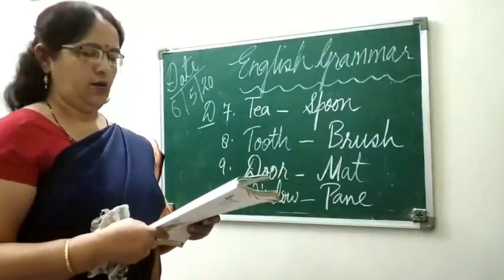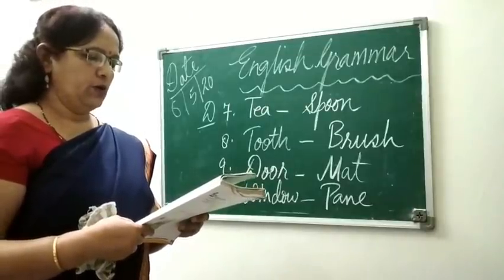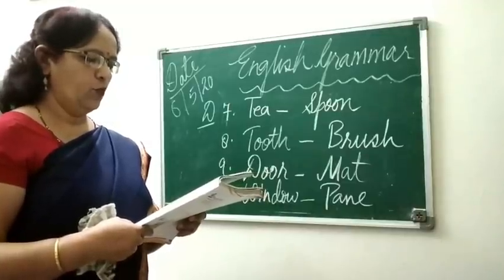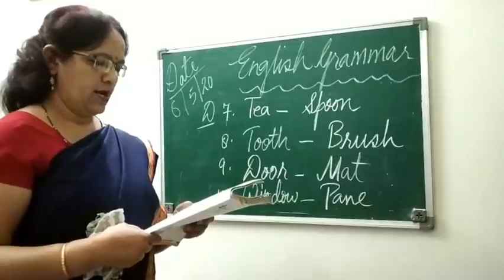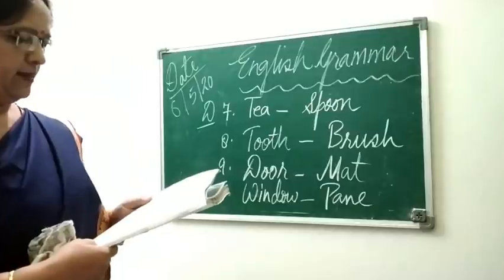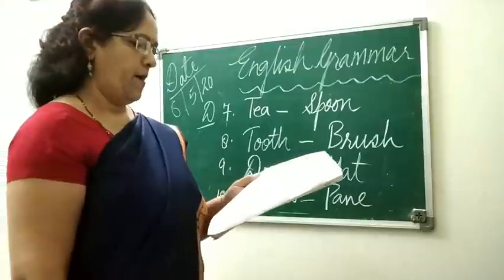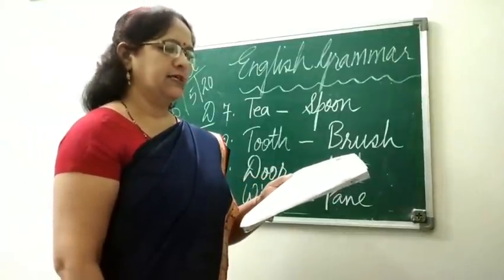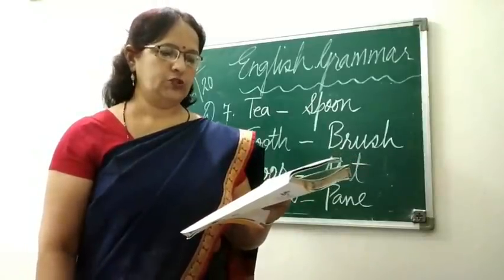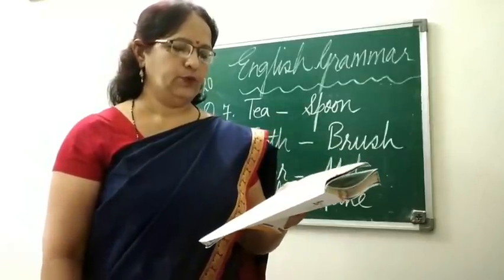Basket, ball. Second one, ground nut. Third one, moon light. Fourth one, sun shine. Fifth one, butter fly. Sixth one, wrist watch. Seventh one, tea spoon.